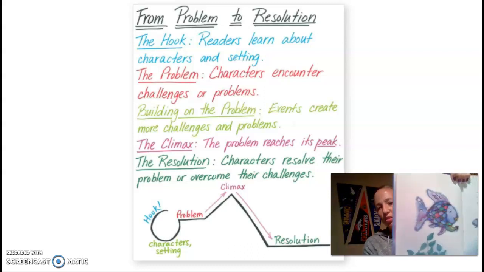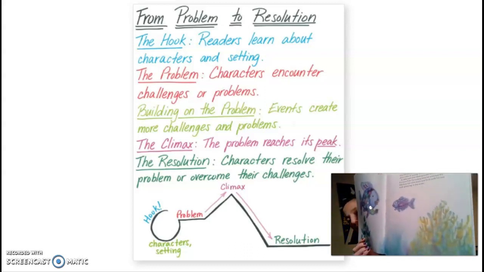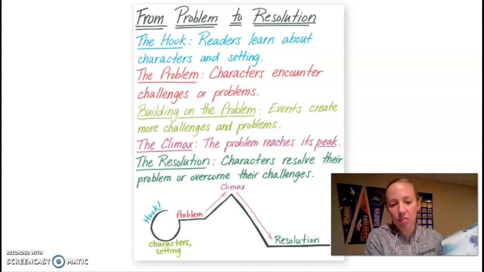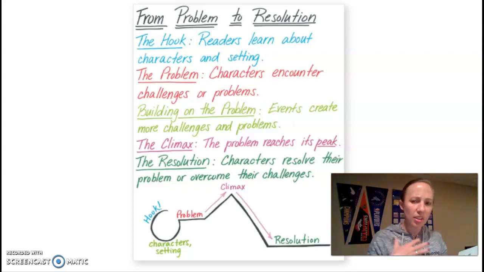Okay, so it's looking like maybe we found the beginning of the resolution. He's noticing some sort of feeling. Let's keep going, learn more about this feeling.